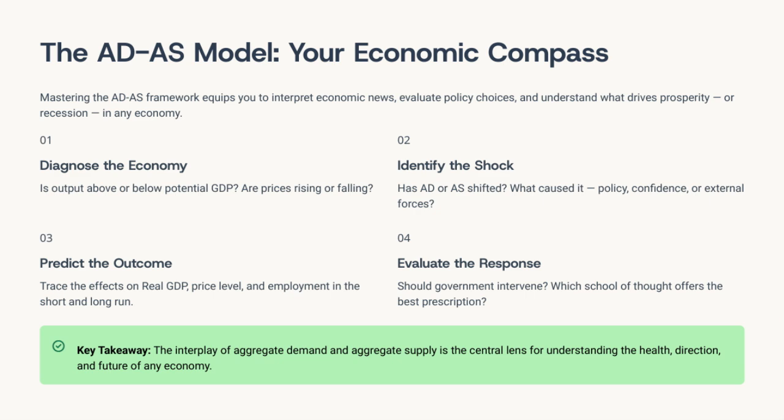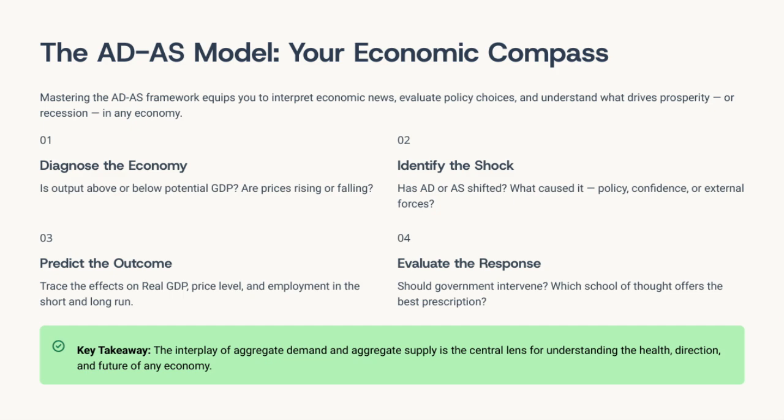Following that, we diagnose the current state of the economy. Are output levels above or below the economy's potential GDP? Are prices rising or falling? This diagnosis guides us in understanding whether the economy is overheating or underperforming.